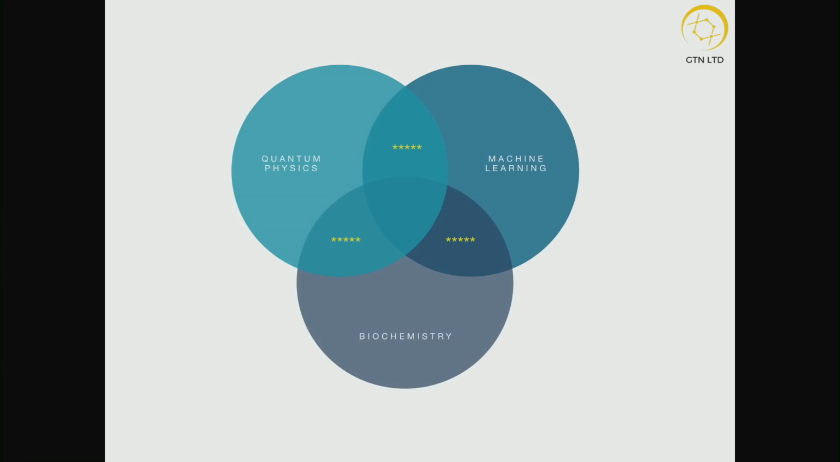My name is Michael Craig, and I'm a machine learning scientist at GTN. GTN is a startup based here in London, and we combine methods from quantum chemistry and quantum physics with the newest machine learning algorithms in order to improve the drug discovery process.